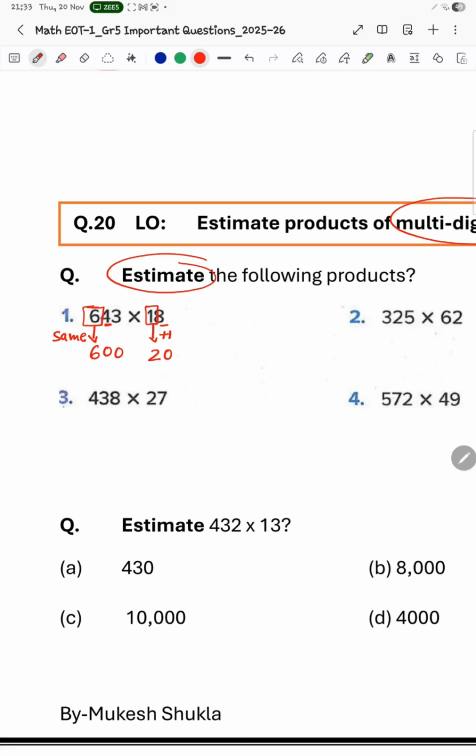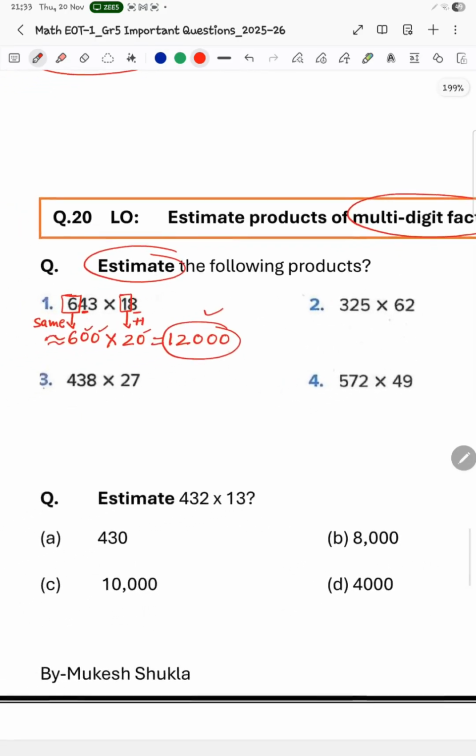So 643 will round to 600 and 18 will round to 20. Now multiply together, you will get the answer. First I will take 3 zeros, 1, 2, 3, and then I will multiply 6 times 2, yani 12. So this will be my estimate. Okay, come to question number 2.